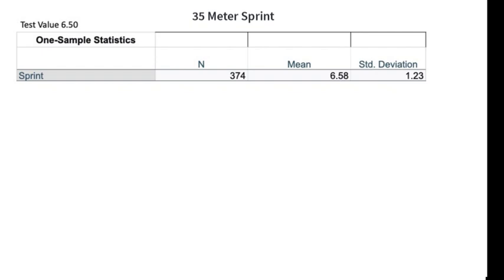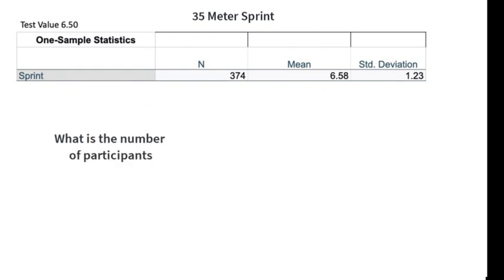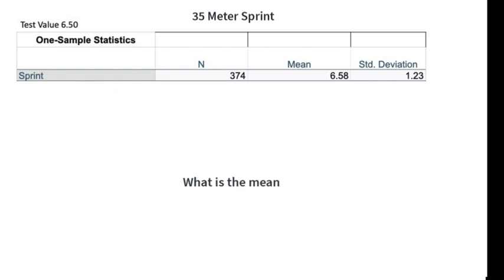So let's look at the important factors. First off, what is the variable? It is sprint. And you'll see it right there in the box in gray. Next is, what is the number of participants? You'll see the red line goes from 374 to 374, so the participants are 374. Next is, what is the mean? You can see the mean above the box, and it's 6.58, and you'll see the arrow pointing right to where it is.